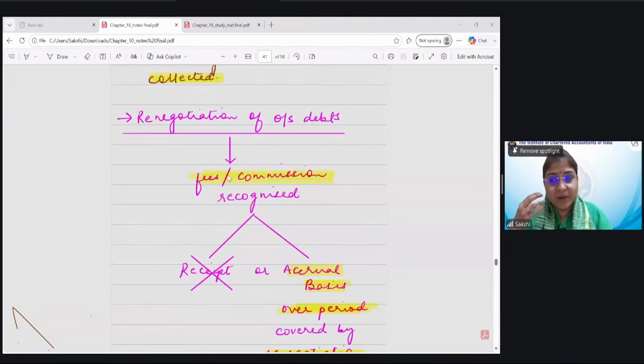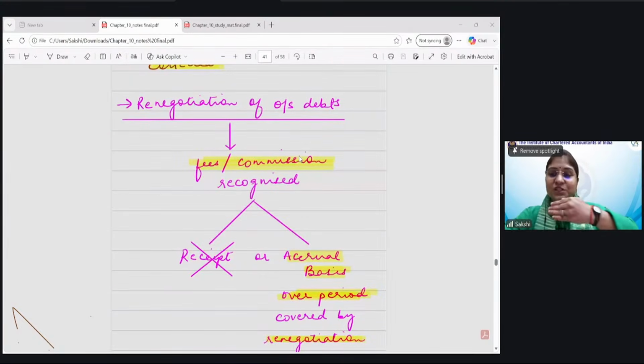That you have to return the loan tomorrow, and you go to the bank and say that I will return it next year. Bank said, okay, fine, but you pay me some charges. Okay. So this process is called renegotiation. You are negotiating it again with the bank. Understand the grammar, huh? Negotiation, renegotiation. You are again coming to the bank and negotiating. Okay. So renegotiation of outstanding debts.